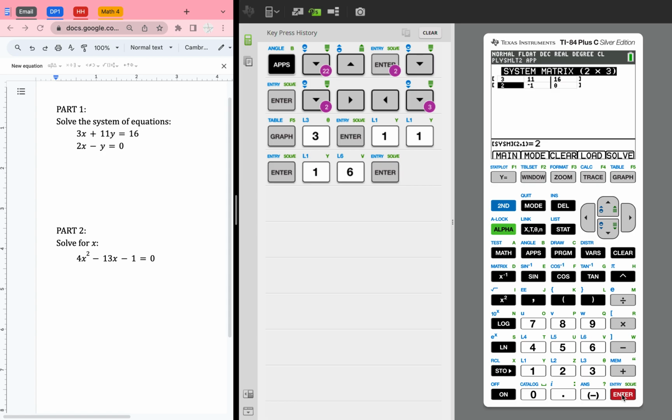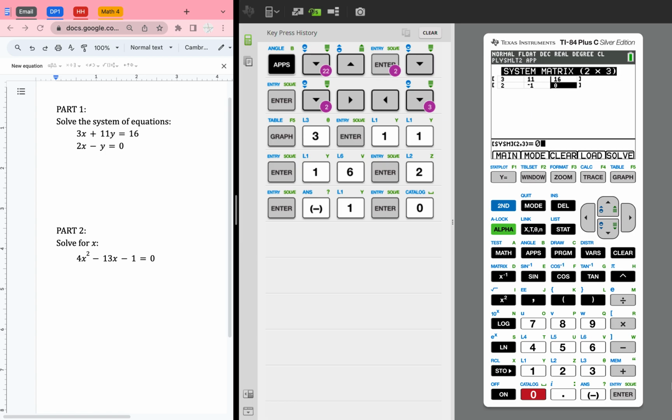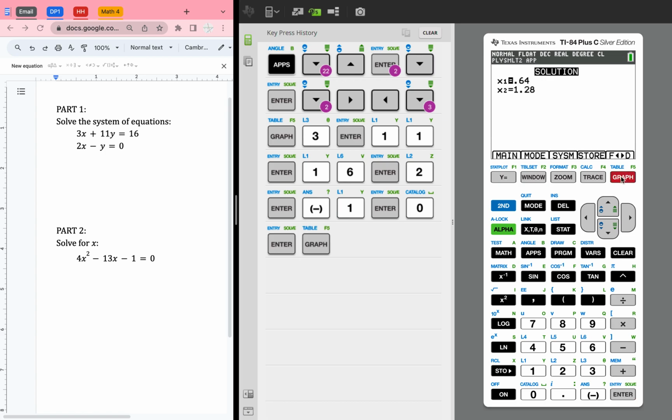Now we go to the bottom equation. 2 is the coefficient of x. Y doesn't have a coefficient, so it's an understood 1. And because it's minus in front of the y, then it's negative 1. And then 0 is the constant. And now we get to solve. So hit the graph button to access the solve tab.